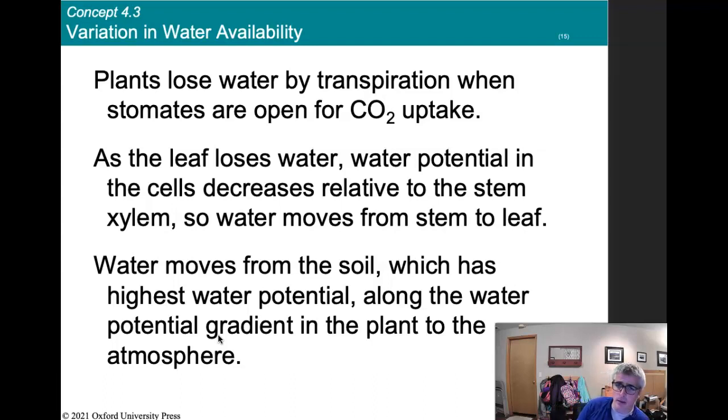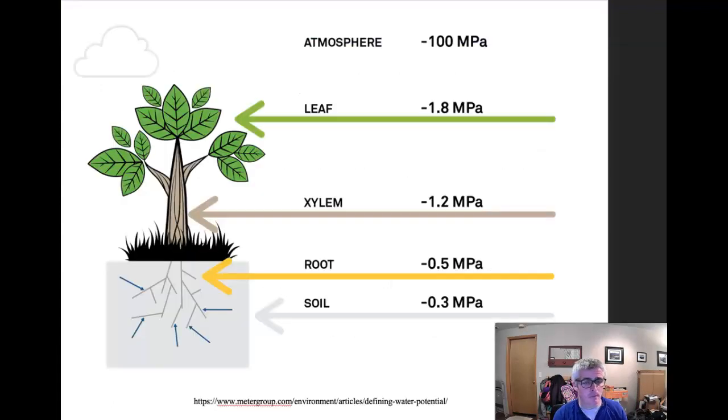As the leaf loses water, the water potential in the cells decreases relative to the stem. In xylem, water moves from the stem to the leaf. Water moves from the soil, which has the highest water potential, along the water gradient. So going back to the diagram up here, highest water potential, lowest water potential in the terrestrial system, and then the lowest water potential is the atmosphere. And so this gradient is what's driving water up.